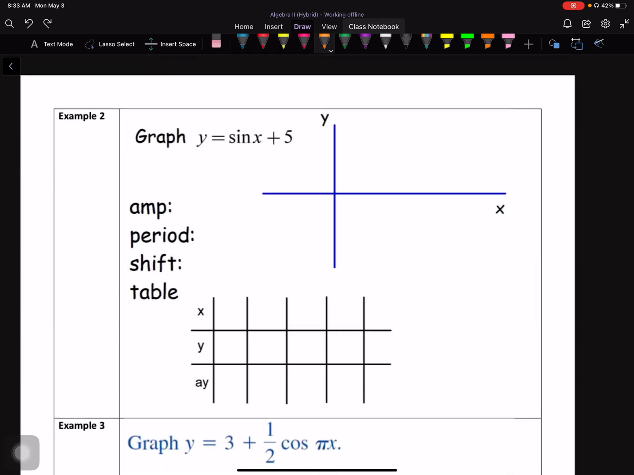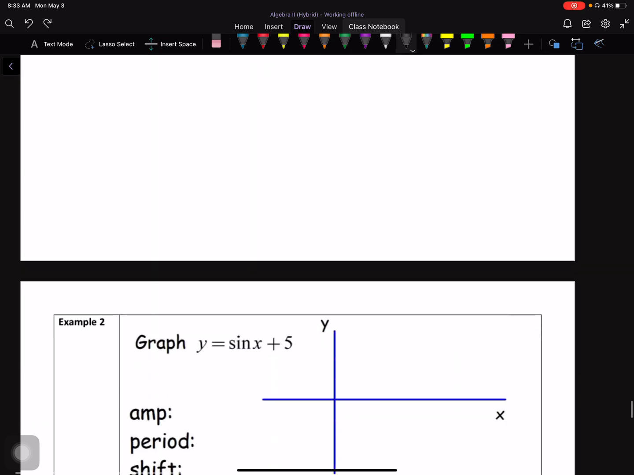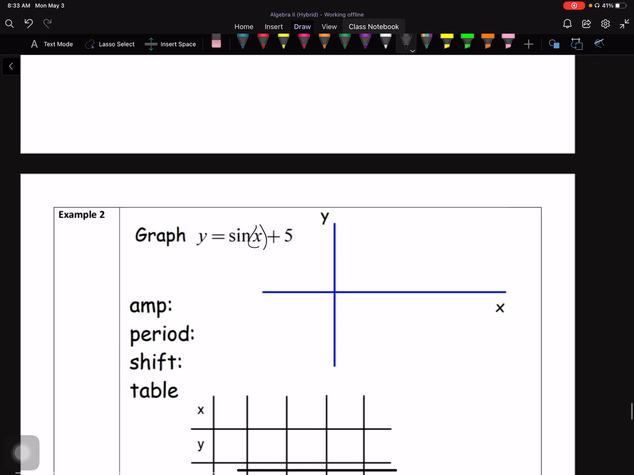So here, for example, we're graphing y equals sine of x and then plus 5. So if I'm looking up here, this x would be in the parentheses, and then the plus 5 would be our k value, if you want to think of it like that. So we're still going to find our amplitude, our period, and now we're going to add our shift. Our table values are still going to stay the same.